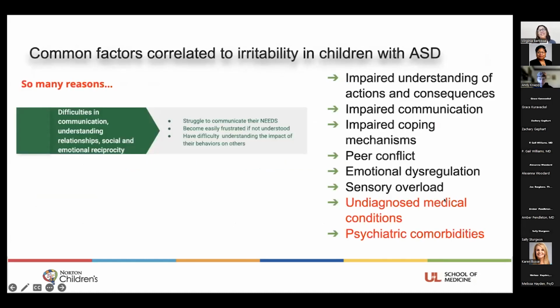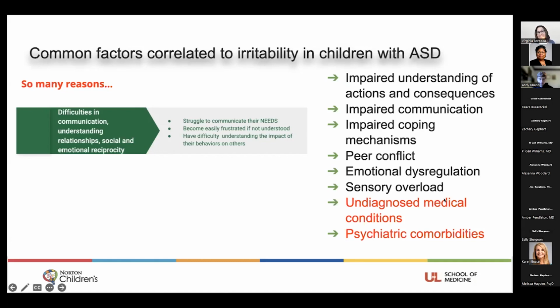Common factors associated with irritability in kids with ASD, Dr. Kuravako already mentioned a lot of them, but I'm just going to emphasize some aspects related to difficulty with communication, difficulty understanding social interactions and relationships, and difficulties with emotional reciprocity as well. A lot of times the kids will struggle with voicing and expressing their needs. They will become easily frustrated if they are not understood, and that will lead to a cascade of events. They will have impaired relationships, peer conflict, and difficulties managing their coping skills.